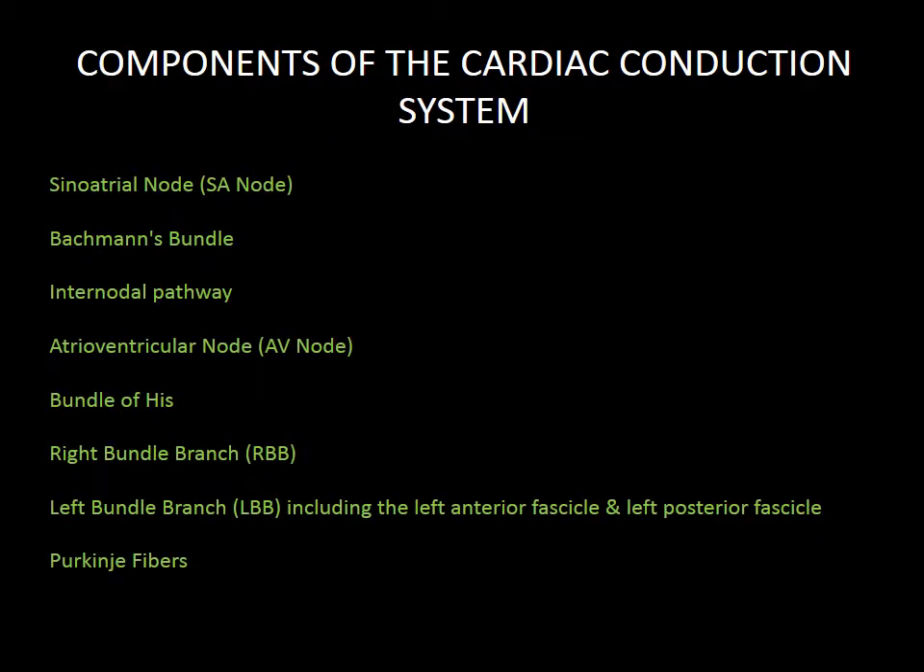The components of the cardiac conduction system include the sinoatrial node, also known as the SA node, Bachmann's bundle, internodal pathway, atrioventricular node, also known as the AV node, the bundle of His, the right bundle branch, the left bundle branch, including the left anterior fascicle and the left posterior fascicle, and the Purkinje fibers. Four structures embedded in the wall of the heart specialize in generating strong impulses and conducting them to certain regions of the heart wall. Those four structures are the sinoatrial node, the atrioventricular node, the bundle of His, and the Purkinje fibers. Let's move along to the next slide.